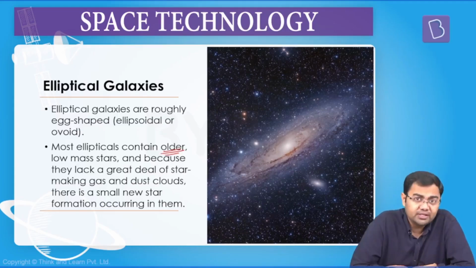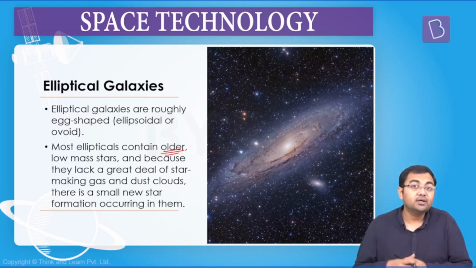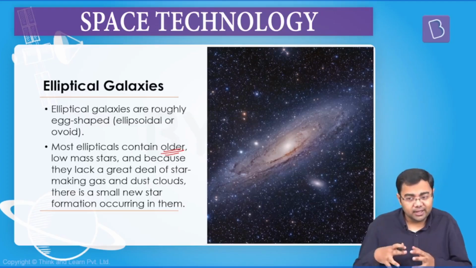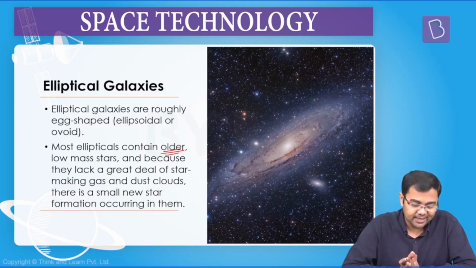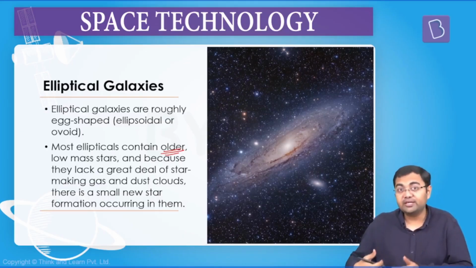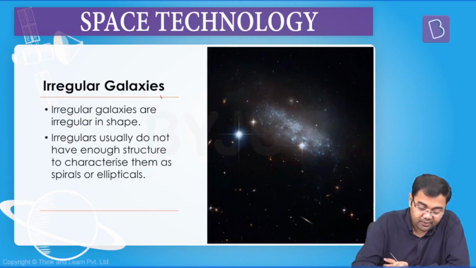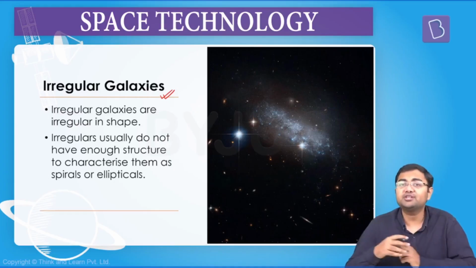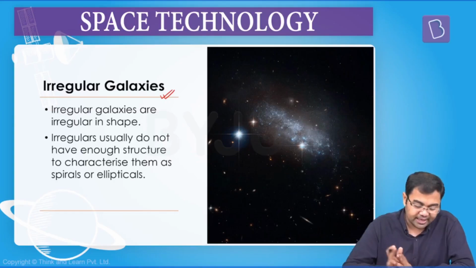Now these are the ones which are said to be older. They contain stars which are older. Also, at the same time, we see that new star formations are very less when it comes to elliptical galaxies. So these might have been older as compared to the spiral galaxies. Now, the third one that we have are irregular galaxies, where you do not see a specific shape for the given galaxy. So in that case, these are called as irregular galaxies.